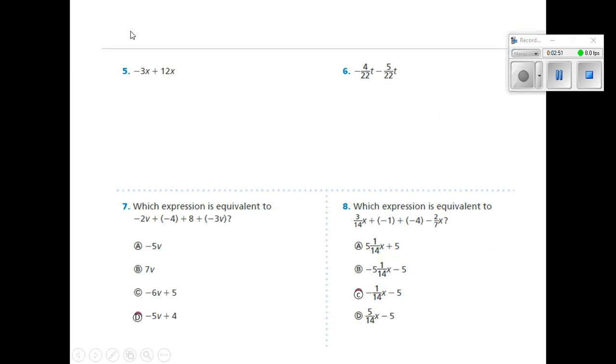Next, we have number 5. Again, they both end in x. We could say we have negative 3x plus 12x, or we could say we have 12x minus 3x, and we're saying the same thing. 12 minus 3 is 9, so that's 9x.